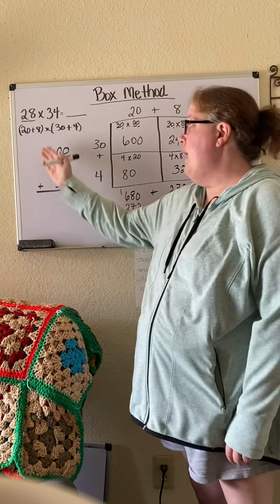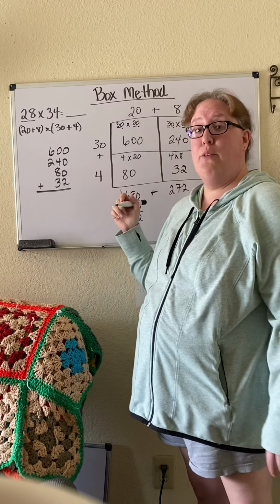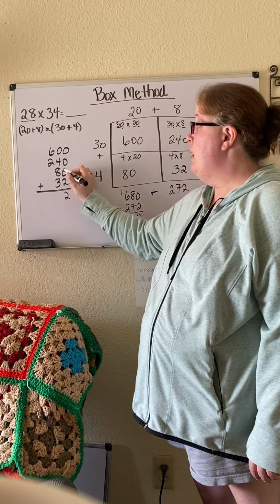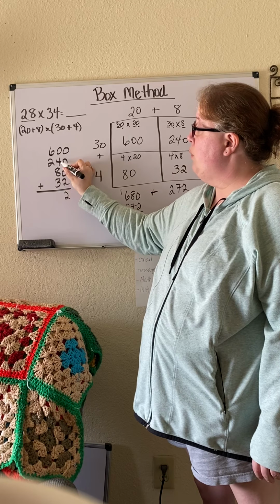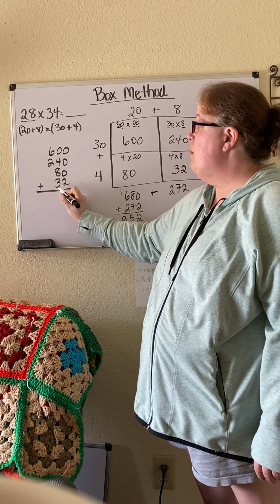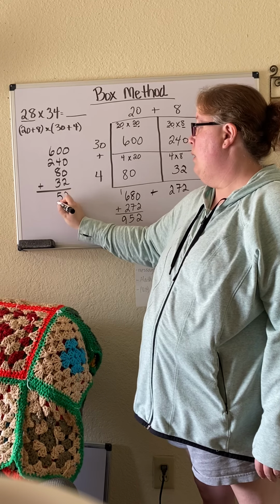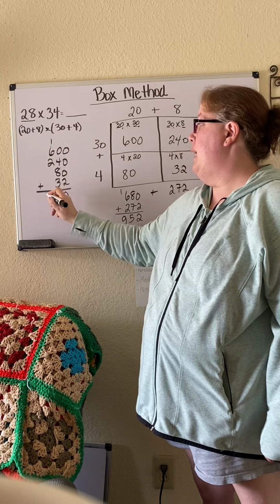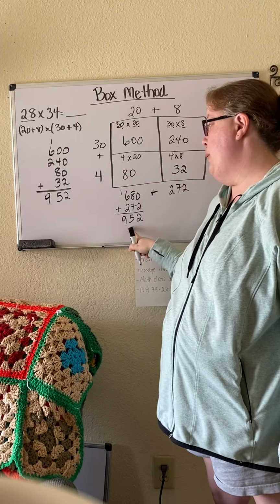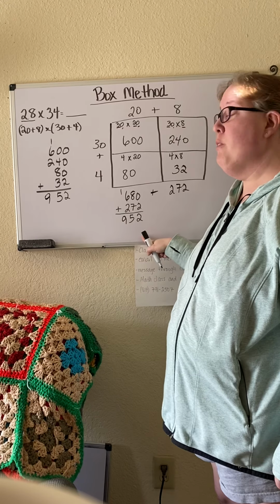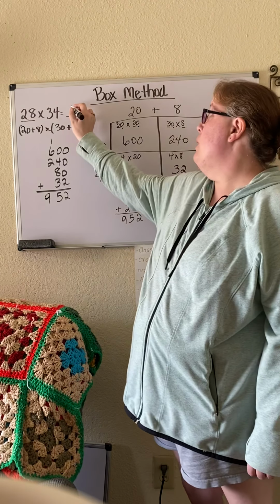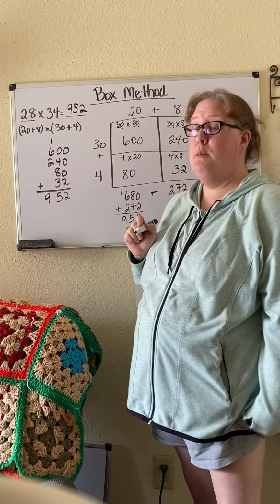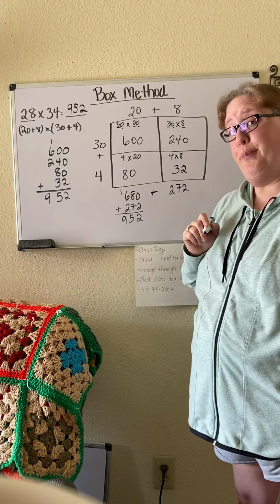Or I could add them just like I would normally add 4 numbers together. So I see that this would be 2. Let's see, 8 and 4 is 12, plus 3 is 5, 6, 7, 8, 9, 952. So I got the same answer for both of those products. My answer to 28 times 34 is 952.